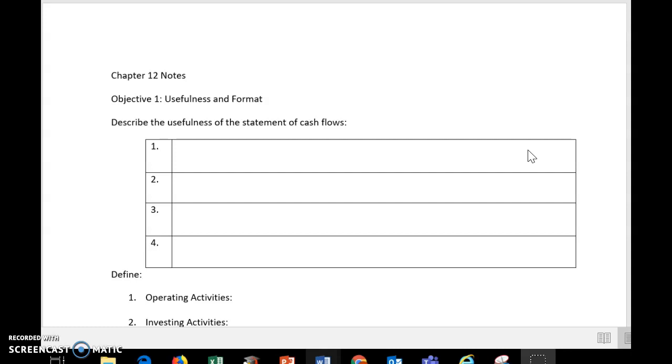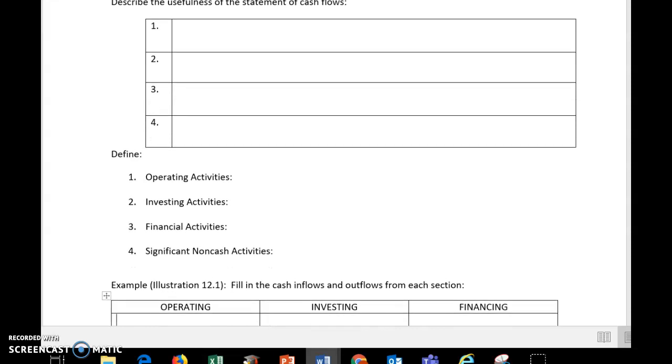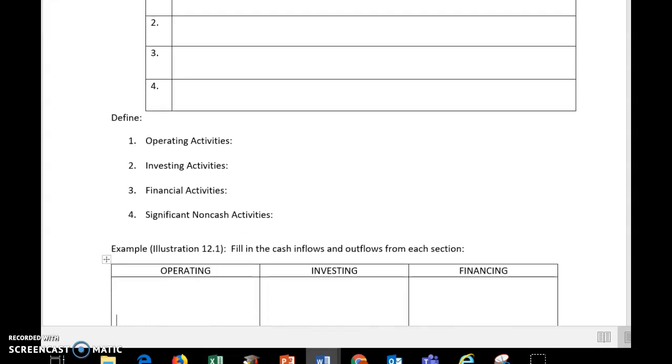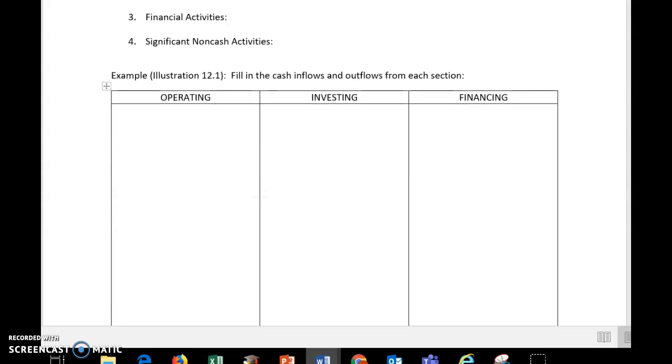Why we use the statement of cash flows, what is it good for? And then we're going to define each of these sections. But I really want to make sure that you fill in completely this example here. It's taken right out of the book and it goes through the cash inflows and outflows from each section in the statement of cash flows.